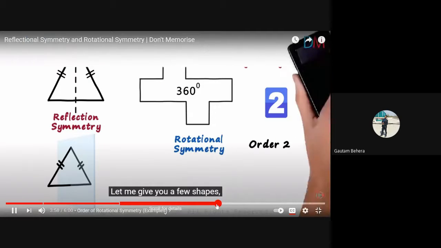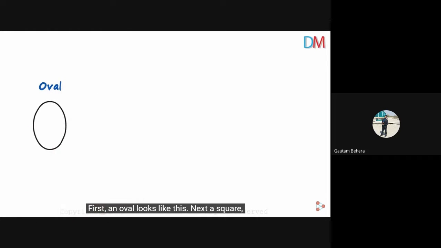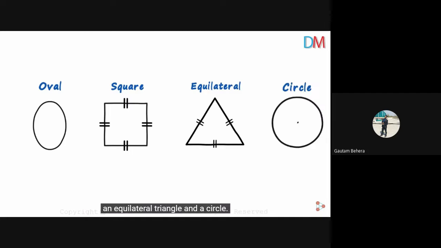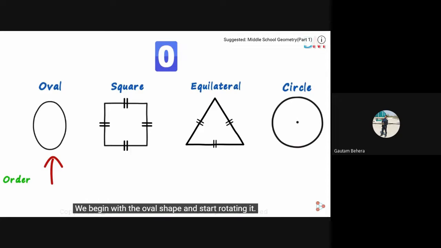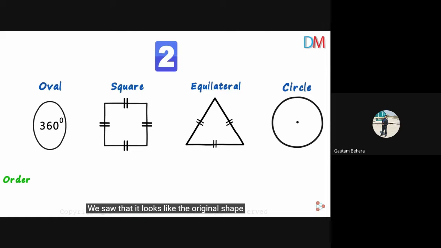So let me give you a few shapes, and why don't you try finding their order of rotational symmetry? First, an oval looks like this. Next, a square, an equilateral triangle, and a circle. Each of them has rotational symmetry, but we need to find the order. We begin with the oval shape and start rotating it. Let's see how many times the rotated image looks like the original. Once and twice. We saw that it looks like the original shape 2 times after the complete rotation. Its order of rotational symmetry is 2.